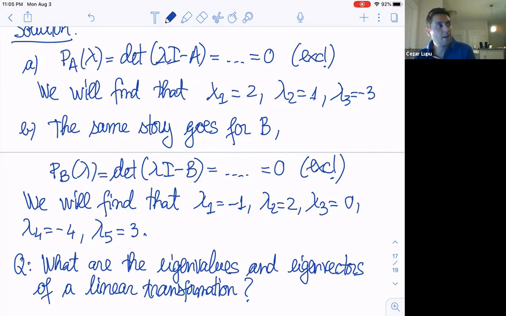Well, the story began with the eigenvalue problem for a matrix, right? Given a matrix A, we wanted to find out which are those numbers, which are those vectors, for which AX is lambda times X. Well, the same thing will go here, since we can associate a matrix to any linear transformation. Eigenvalues and eigenvectors can also be defined in terms of a linear transformation.